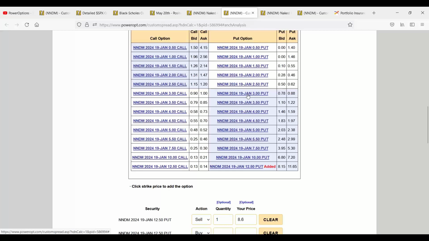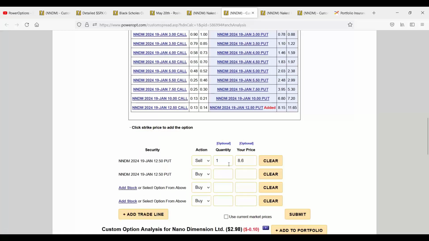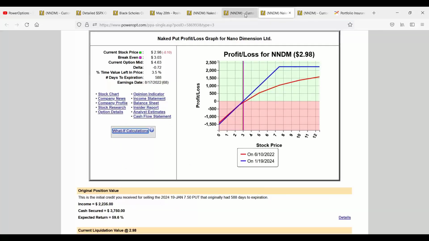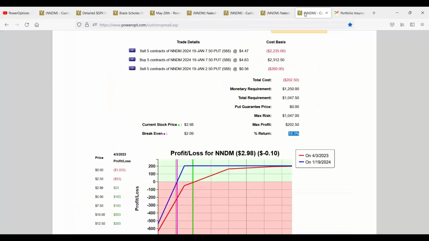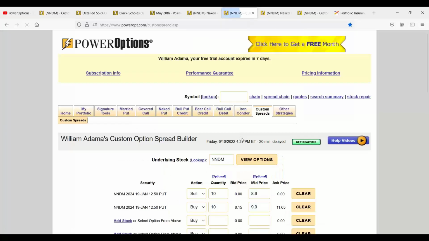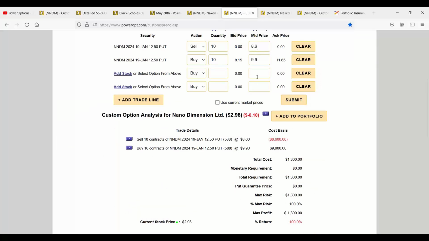But maybe this one's... Oh, I put in 1. I'm sorry. This was the one that was 10, wasn't it? That's a much higher loss. So you're seeing a much higher loss. I apologize for that. That was 10 contracts. Okay, sorry, folks. 10. Let's get that right. All right, so it's $9.90. So we're losing $1.30.